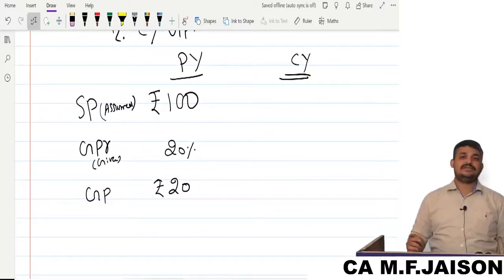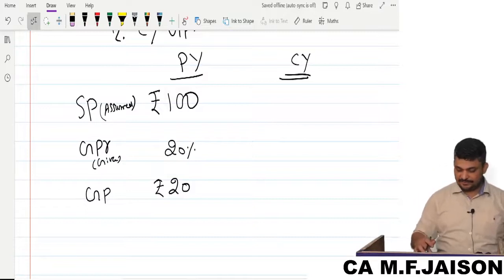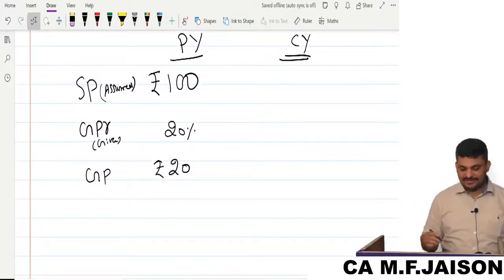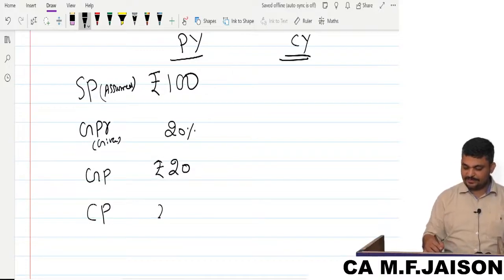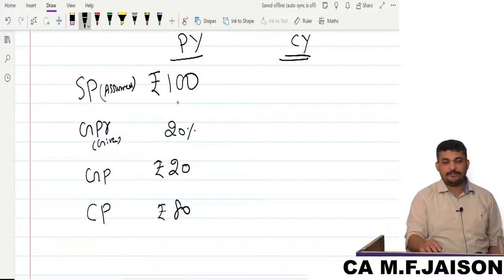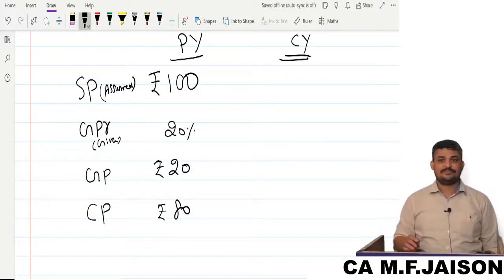Now selling price 100, profit 20. What do you think the cost price is? 100 rupees selling price, profit is 20. What is the cost price? Cost price should be rupees 80. I hope you understood this. One number is assumed, another is given. Based on this assumed number and given information, I computed the remaining two. Understood?